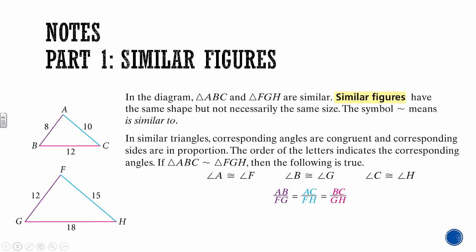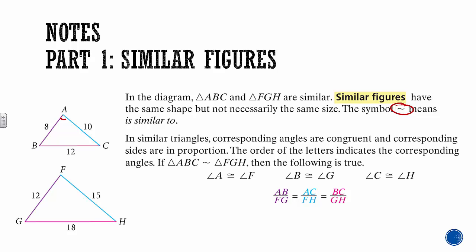So in this diagram over on the left, triangle ABC and triangle FGH are similar. Similar figures have the same shape, they're both triangles, but not the same size. The symbol with the squiggle there means that they are similar. In similar triangles, the corresponding angles are congruent and the corresponding sides are in proportion.